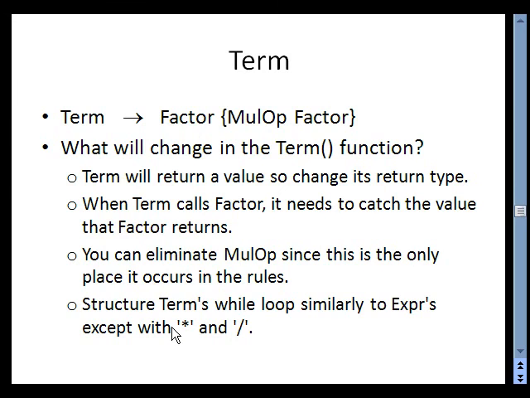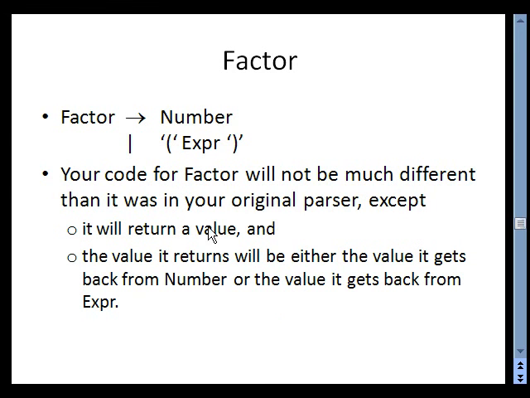What about factor? Factor doesn't have any of those meta-symbol Backus-Naur form things in it, so it's not going to change too much. The things that will change are that factor is now going to return a value, so don't forget to change void to int. And then when it calls either number or expression, it needs to catch the values that come back.